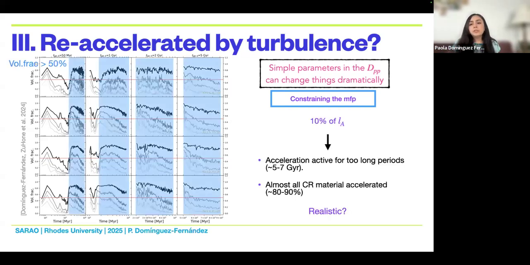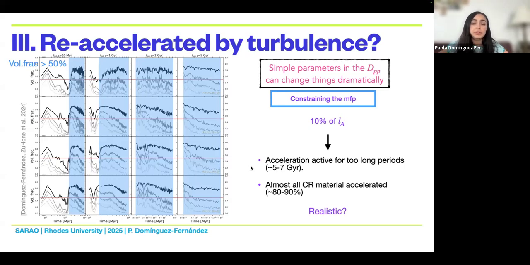So let's start. What if you consider that the mean free path of the particles is just 10% of the Alfvenic scale? Here, as you can see, I'm putting in blue almost the same periods of time for all of the simulations. And what's happening is that if you consider that, the acceleration can stay active for very long periods of time.